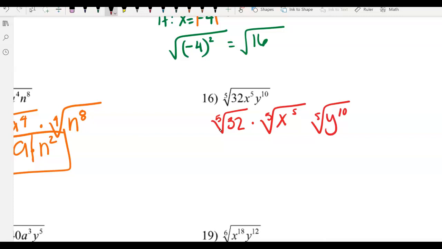32, is that a perfect 5th power? Yeah. 5th root of 32 is 2. 5th root of x to the 5th is x. 5th root of y to the 10th is y squared. Do we need to worry about absolute value on odds? No. And we're going to box it up.